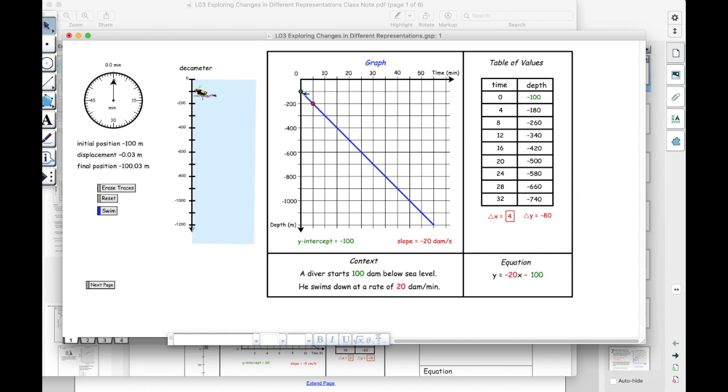So now what I'm going to do is I'm going to pull this down to there, and I want you to think about what's going to happen in each of our 3 representations over here.